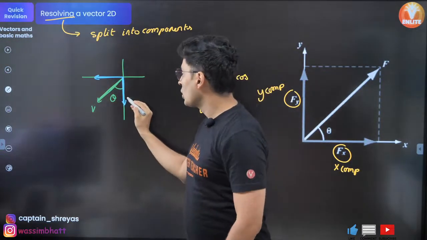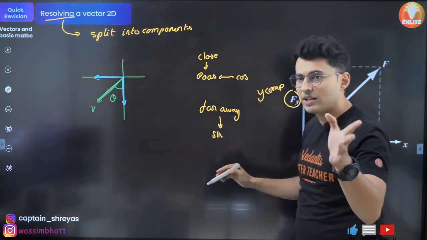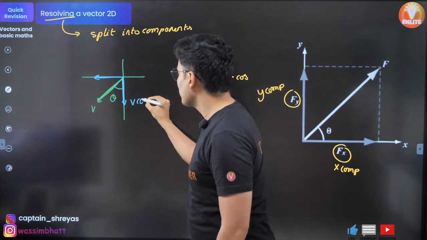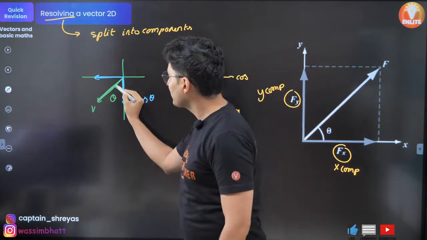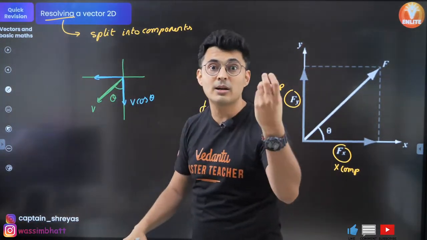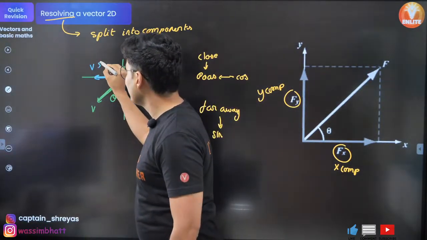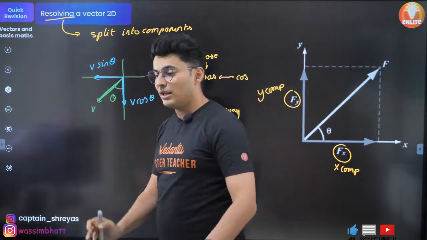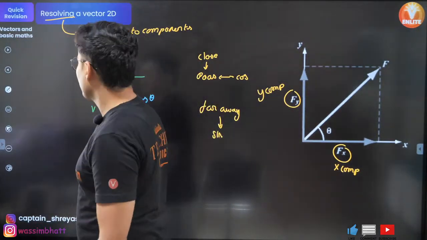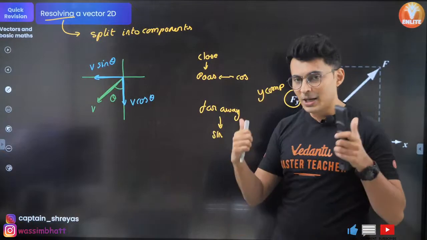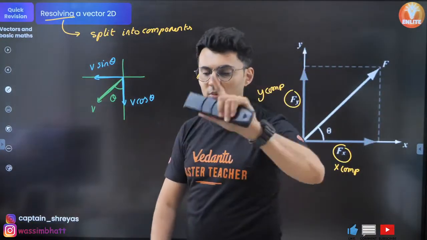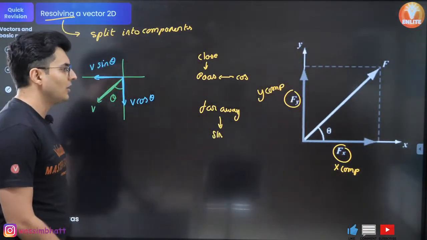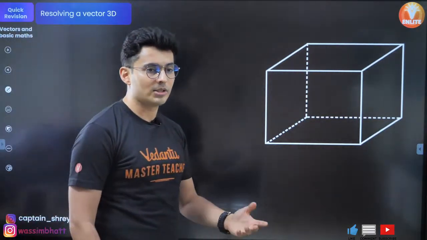Now, the one which is close means cos, paas. So this will be v cos theta. This component is far away from theta. Far means you have committed a sin. So that means it is v sin theta. That's how you're going to remember. Very good, Kalyani. Vertical is cos. Horizontal in this case is the sine component. Perfect. Moving on to the next concept of 3D resolution.